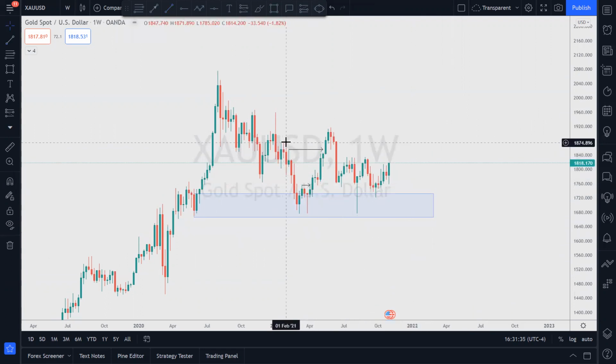These aren't breaks of structure. This is a two-candle pullback right here. Lower low, lower high, lower low, lower high. This lower high was made by this lower low, and this lower high made this lower low. Got it? One leg of structure.